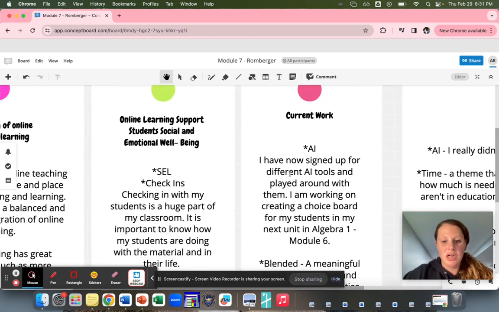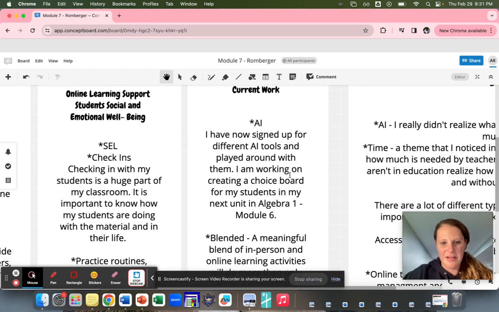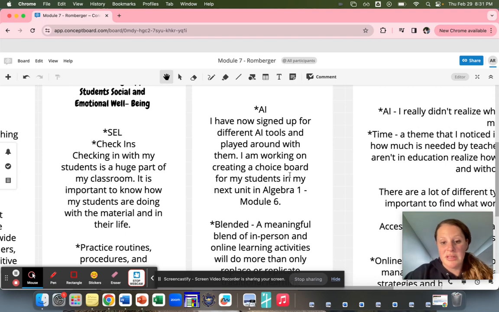For the current work, I feel like I signed up for most of those AI tools that were in that module, and I have played around with quite a few of them. I've liked some of them. Some of them I'm finding that I don't like as much, but there's a good amount out there. And right now, I am working towards a choice board for my students to do in my Algebra 1 unit. I haven't done one like this before. I'm really curious to see how it will work overall, but I'm really excited, and that AI has definitely helped.